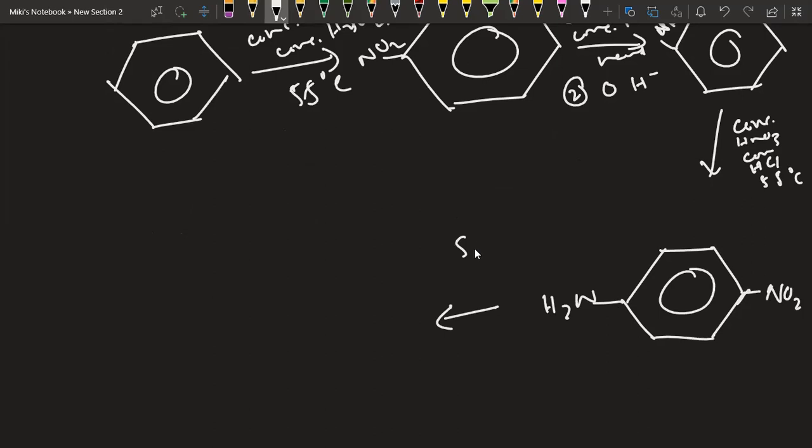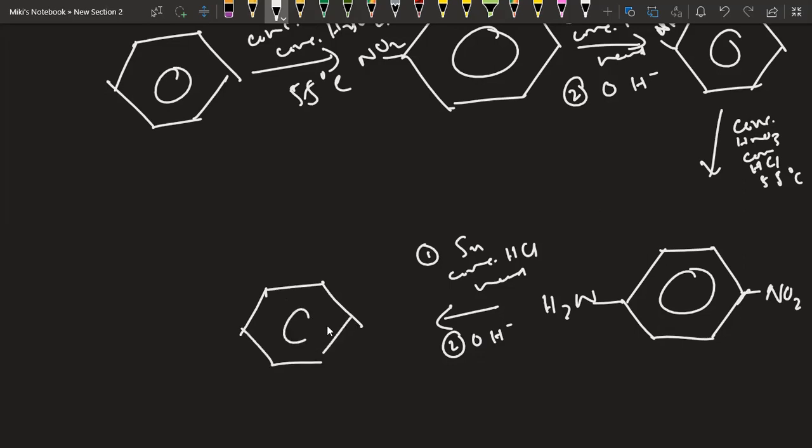Now again, making it undergo Sn with concentrated HCl, then heat. And we also need to add the second condition, which is OH minus. That means some alkali or base is added. And finally we get our required product, phenylamine. Okay, got it? So our phenylamine is produced now.